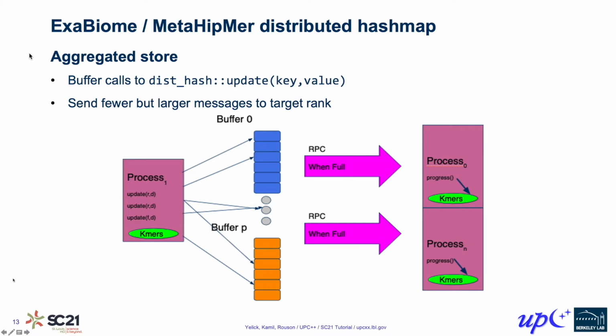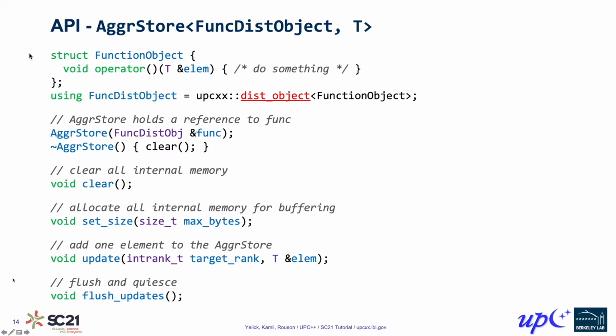The UPC++ MetaHipMer code therefore uses an aggregated store functionality, which is implemented as its own distributed data structure. Dynamically, it accumulates K-mers to be inserted into a local buffer destined for a given remote node and ships the buffer once it is full. This aggregation is done at the node level, so these buffers are actually shared across the node, giving us even better aggregation.